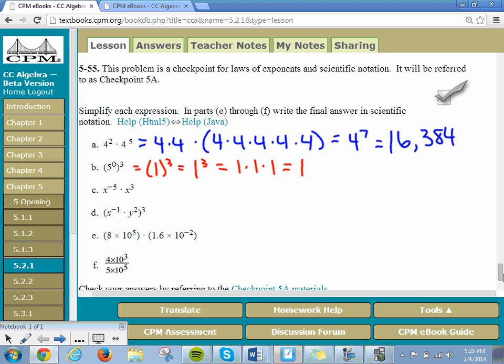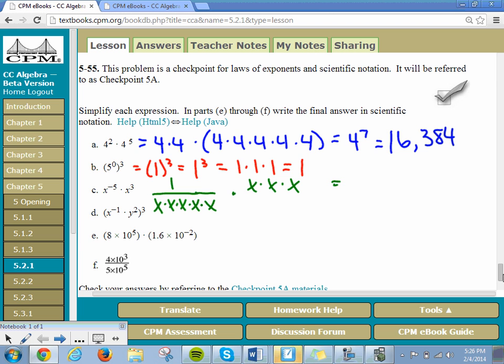In C, we've got a negative exponent, and what you should be thinking when you see a negative exponent is you need to flip it. If your negative exponent is in the numerator, that means everything needs to go to the denominator. So we're really looking at 1 over x times x times x times x times x. And then we're multiplying that by x times x times x.